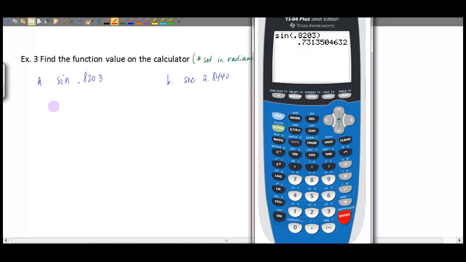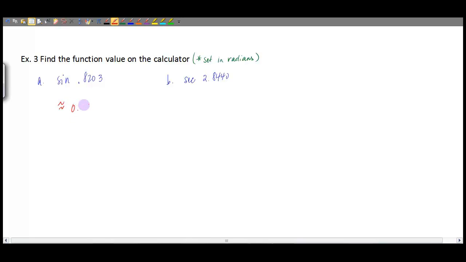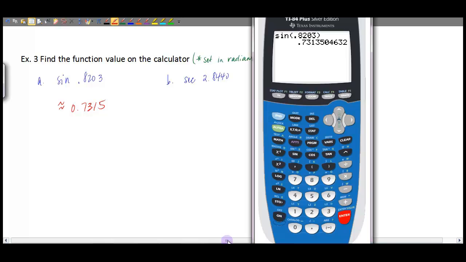Okay, so it's approximately 0.7315. Okay, so that's not really any different from what we've done before. It's just making sure that you have your calculator set in the right mode. Let's practice again doing the secant. This is the one where I don't have a secant button on my calculator, so I'm going to use the reciprocal function to find out what the actual value, or the approximate value, is of secant.